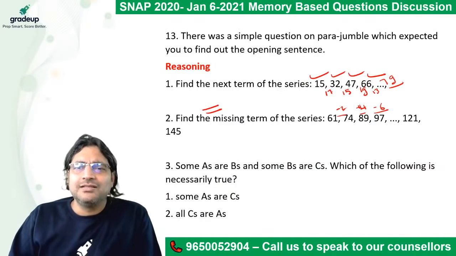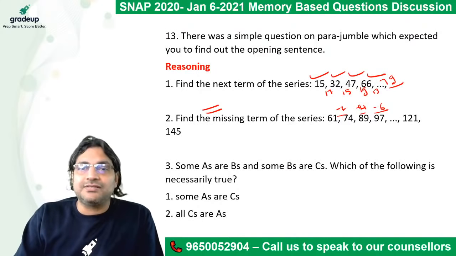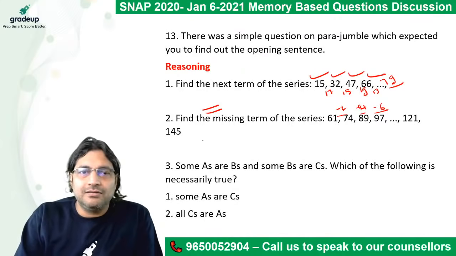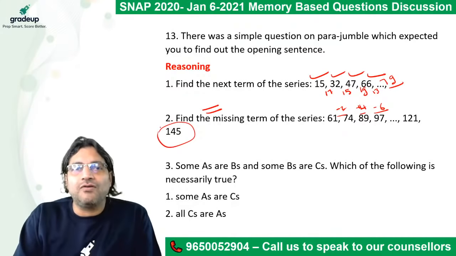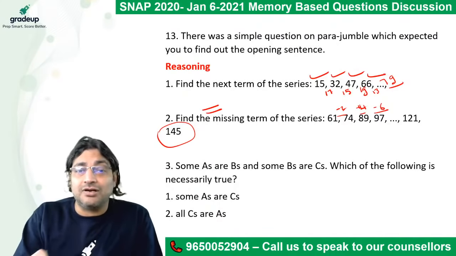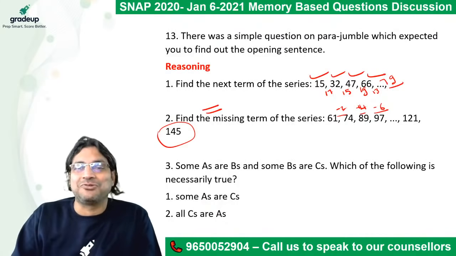Let's move to the reasoning part now. Okay, so find the missing term of the series. All right, so here, the given answer is 145. We also believe that Snap is going to give the answer, right? Oh, sorry, this is not the answer. Sorry. This is not the answer. We shall come to the answer.